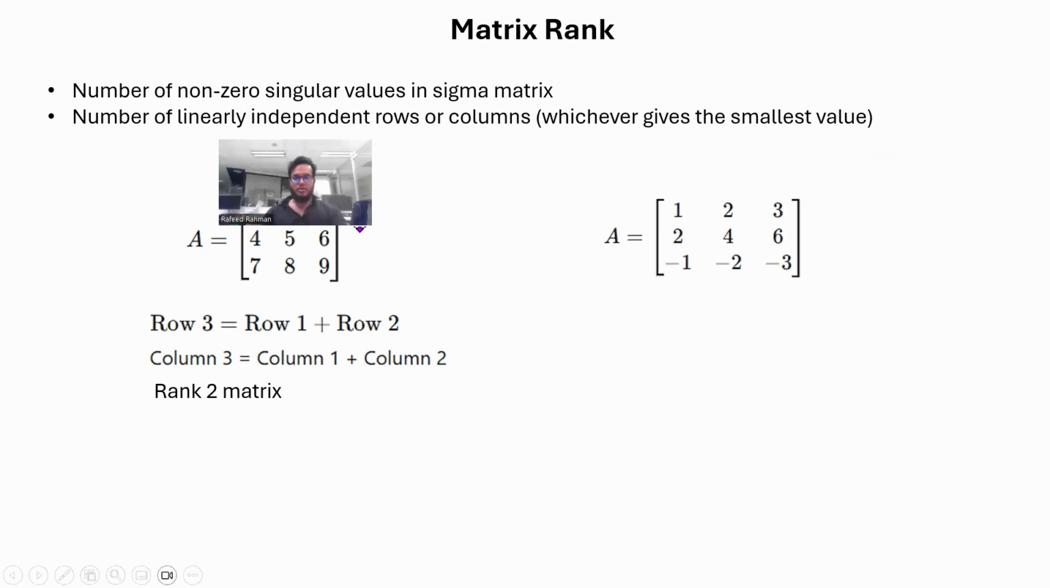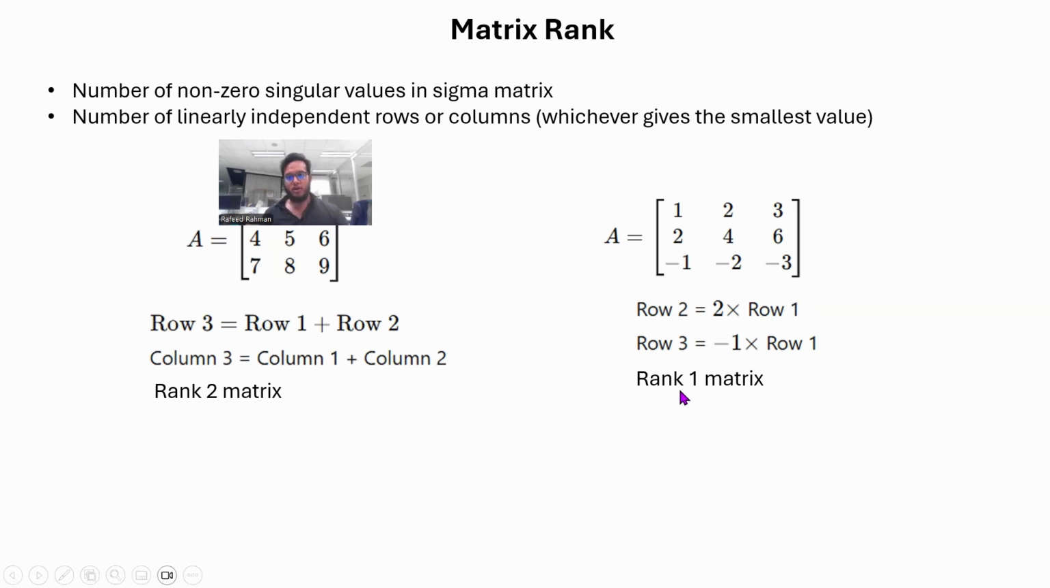You can similarly look at this one. You can see that row 2 right here is twice row 1, and row 3 is -1 times row 1. That means if you simply multiply row 1 with some scalar value, you can get row 2 and row 3. That means row 2 and row 3 are linearly dependent on row 1. So the only independent row here is row 1. That means it's a rank 1 matrix.